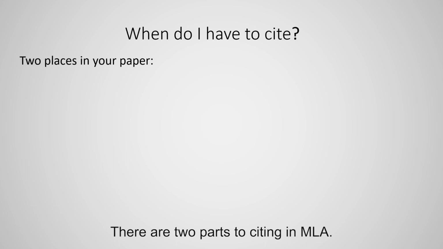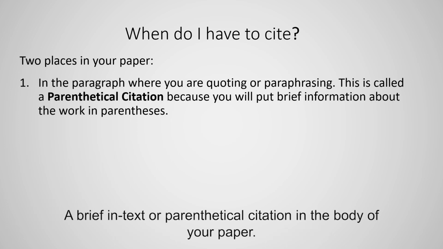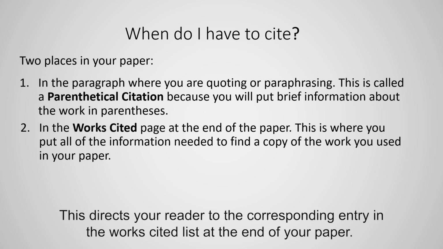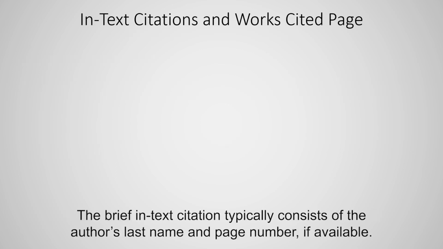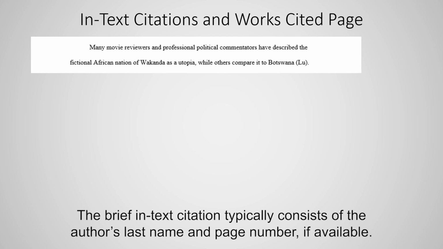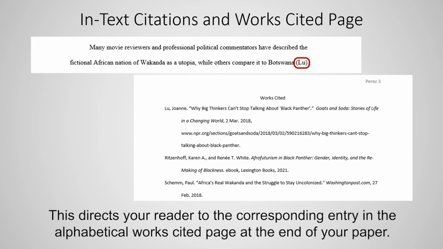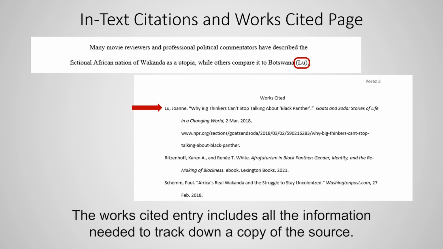There are two parts to citing in MLA: a brief in-text or parenthetical citation in the body of your paper. This directs your reader to the corresponding entry in the works cited list at the end of your paper. The brief in-text citation typically consists of the author's last name and page number, if available. This directs your reader to the corresponding entry in the alphabetical works cited page at the end of your paper. The works cited entry includes all the information needed to track down a copy of the source.